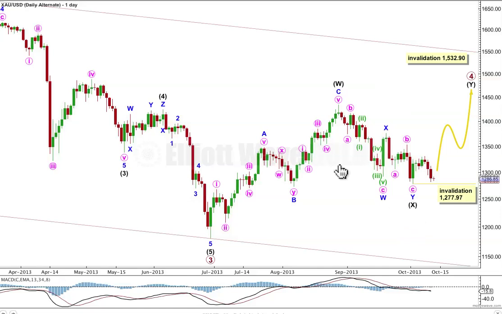Within multiples, waves W, Y, and if there is one, Z, can only subdivide into simple ABC corrections or triangles. They cannot themselves subdivide into multiples. But within multiples, the X wave can be any corrective structure, including a multiple. But that does have a low probability. It's rather unusual, and that's what significantly reduces the probability of this alternate. If we see movement below 1277.97, this alternate would be invalidated.